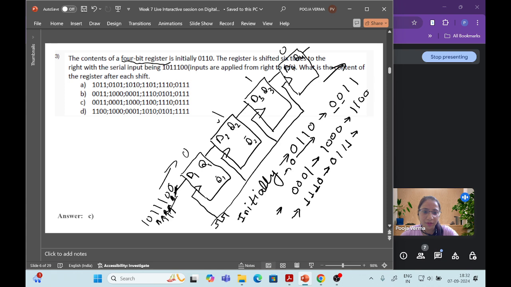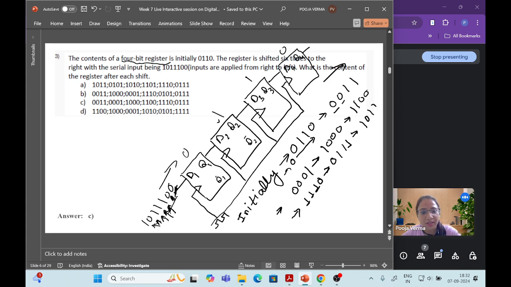So they have asked for the register shifted 6 times here. Sorry, it will overlap. So 6 times it is given. Now we need to check 1, 2, 3, 4, 5, 6. So only one bit is left. You can check with this one also. When it comes again to this flip-flop, it is 1, 0, 1, 1.